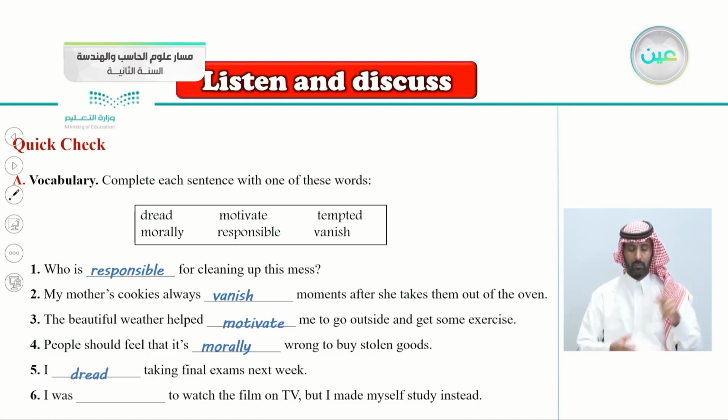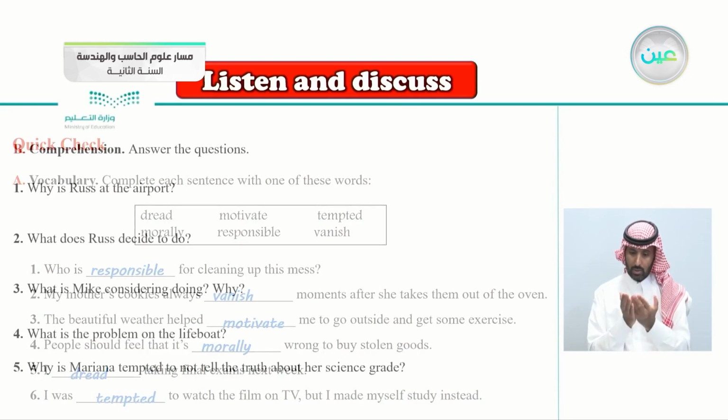Number 6, I wanted to watch the film on TV, but I made myself study instead. So, I was tempted. Tempted is to want to do something undesirable. I was tempted to watch the film on TV, but instead I went and studied.